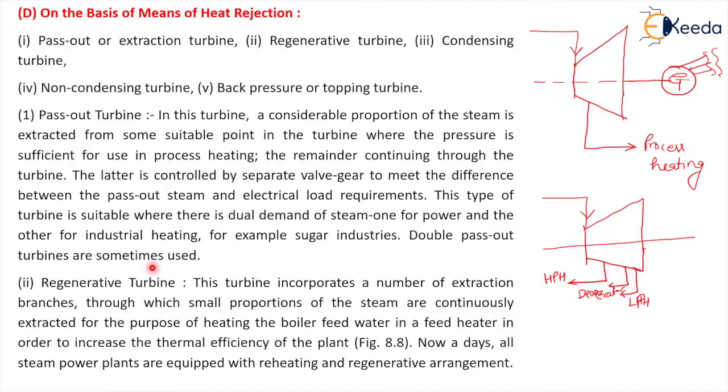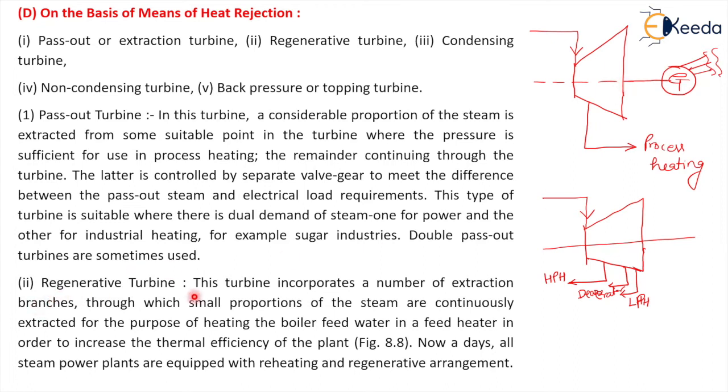Okay. Now let's see another classification on the basis of means of heat rejection. First, pass out turbine. In pass out turbine, what happens? Steam will enter into the steam turbine and some extraction of steam will be taken from some point of the steam turbine. Then that extracted steam will be sent for process heating and the remaining steam will be sent for expansion in the steam turbine. So this turbine is used for getting power output and for getting steam for process heating. This is the pass out turbine.